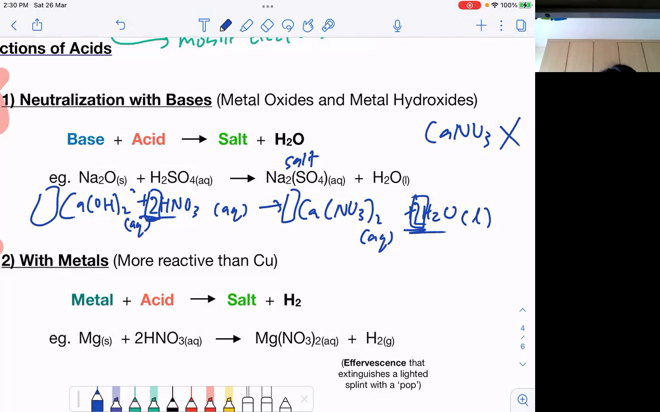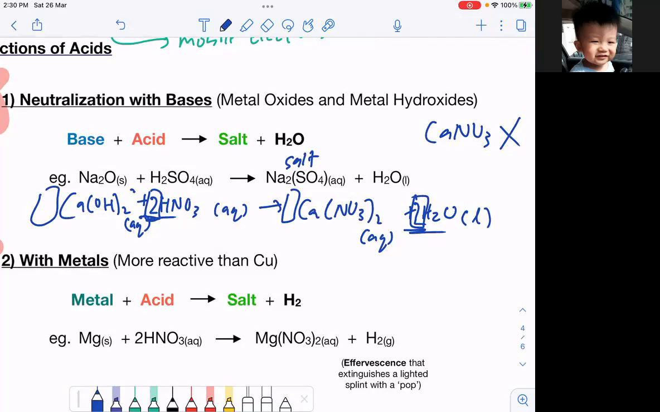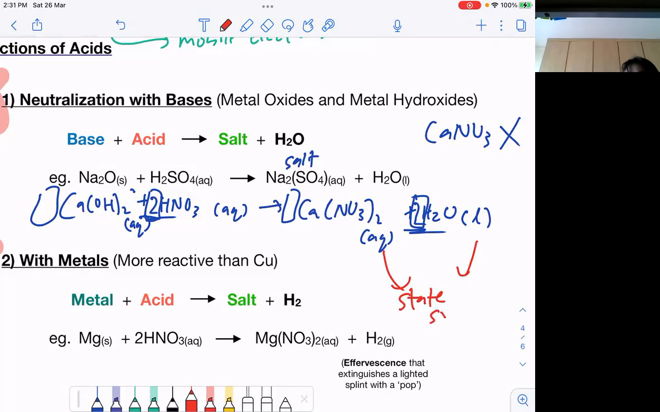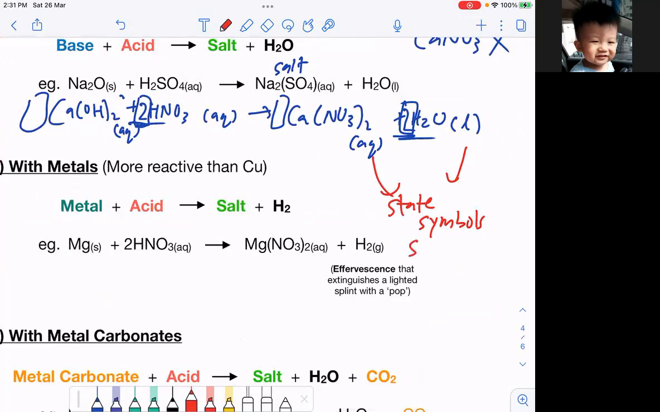Why do you need to write the aq and the l thing? Oh, okay, these are called state symbols. This one is not fully taught yet. That's why I told you I'm giving it to you. These are called state symbols. But l is very... liquid. Huh? Is l liquid? Yes. So state symbols can be solid, liquid, gas, or aq. Only 4 options. These are the state symbols.